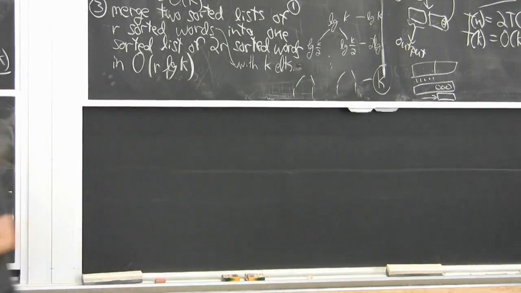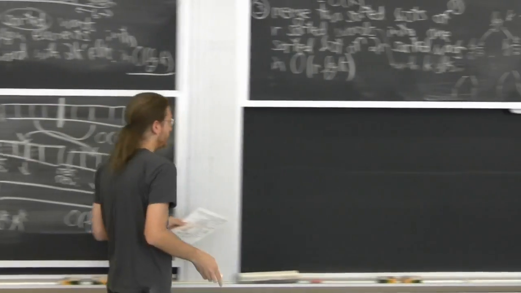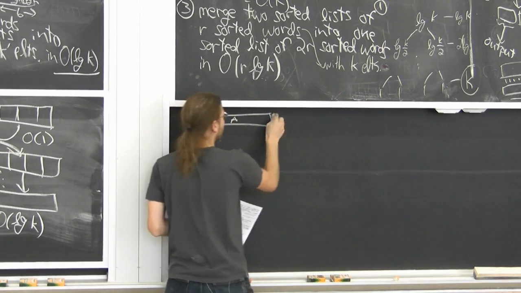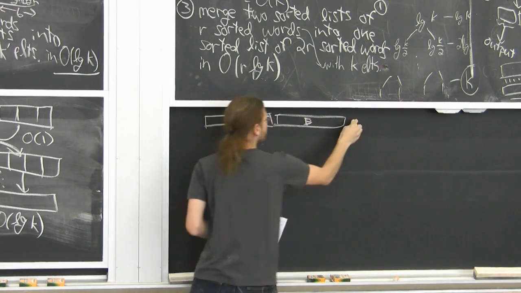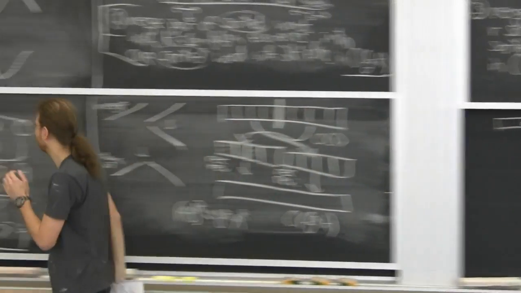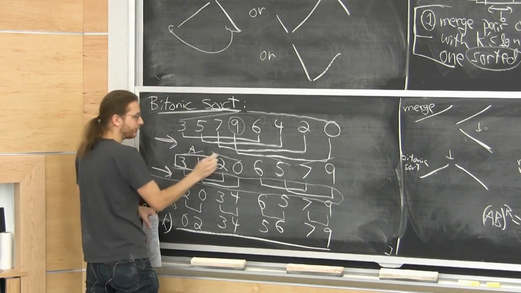So that's the next page. Here's a quick sketch. I'm going to try to draw the generic picture. So the generic picture is I have this thing which I call A and this thing which I call B.